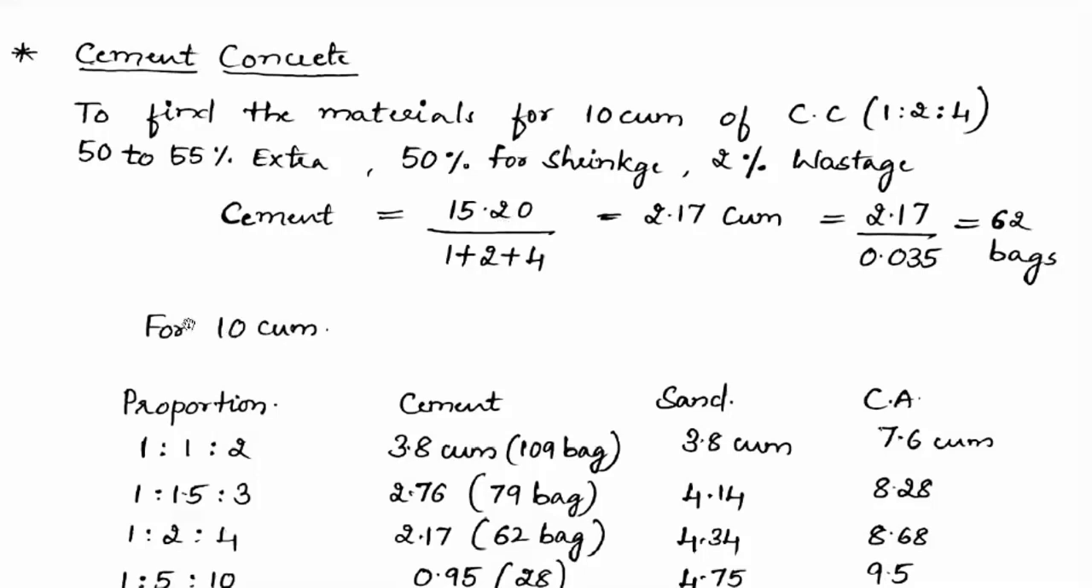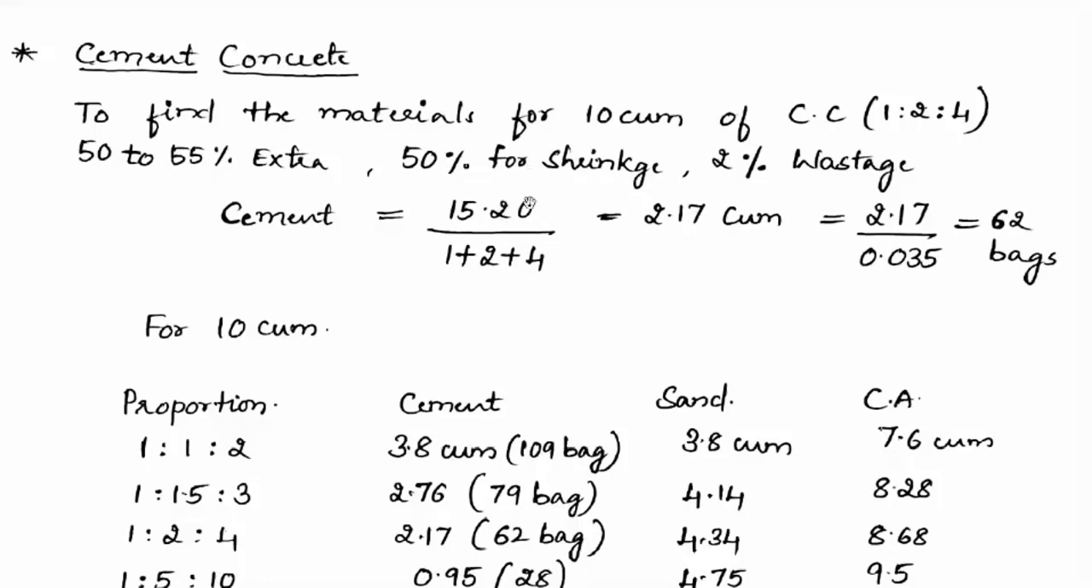Now if you want to calculate the cement quantity, how do you calculate? 10 cubic meters is required. We'll try to calculate how much total volume is required. So to this 10, I will add 52% extra. So 52% means I will multiply it by 1.52. 10 multiplied by 1.52, so you get 15.2 cubic meters. 50% for shrinkage and 2% for wastage.